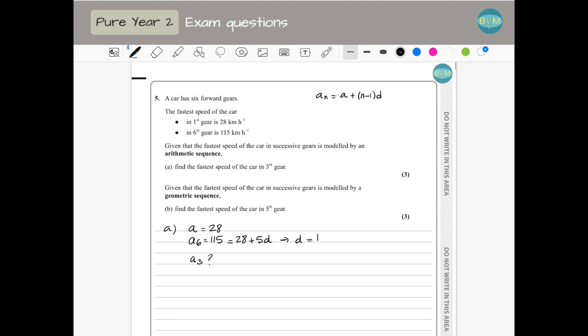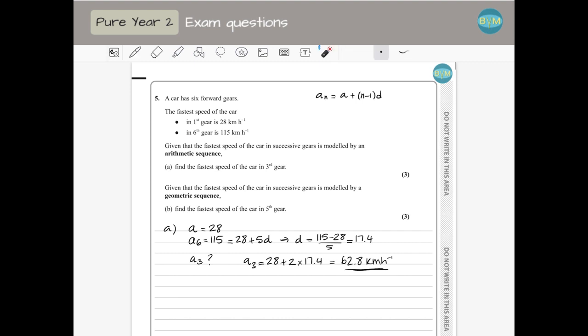And from here we can find d. d is going to be 115 minus 28 divided by 5, which is 17.4. And that way we can find A3, because A3 is going to be A1 or a, which is 28, plus (n minus 1), 2 times d, which is 17.4. Yeah, and this is 62.8 kilometers per hour. So if they give you units, answer with units.